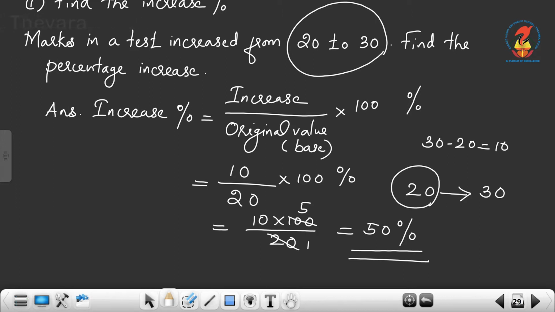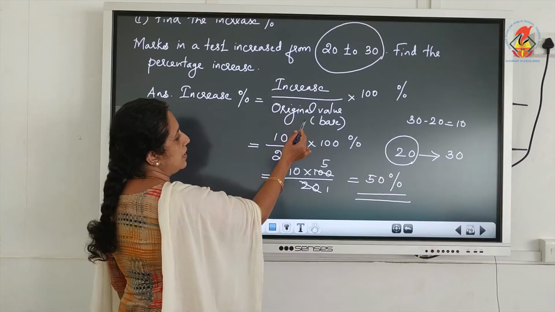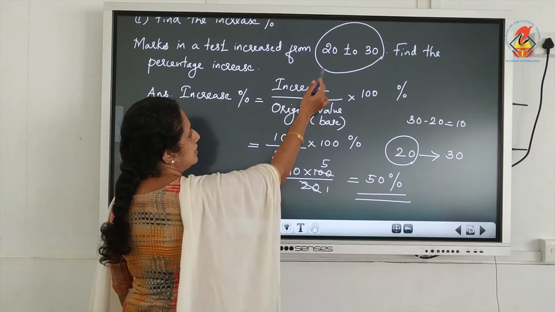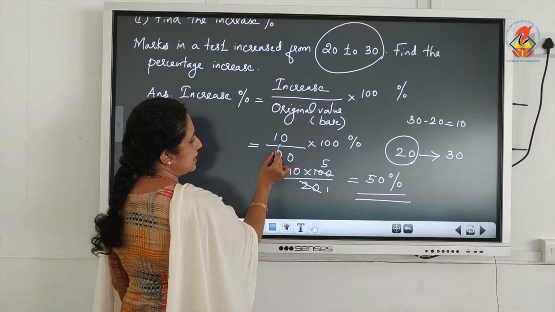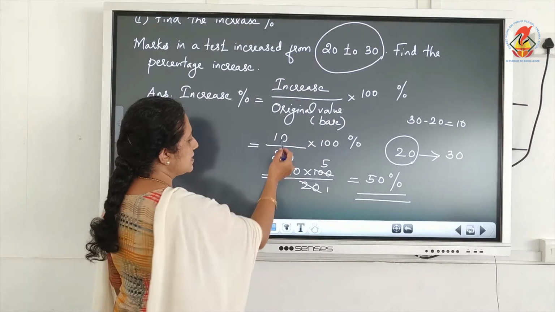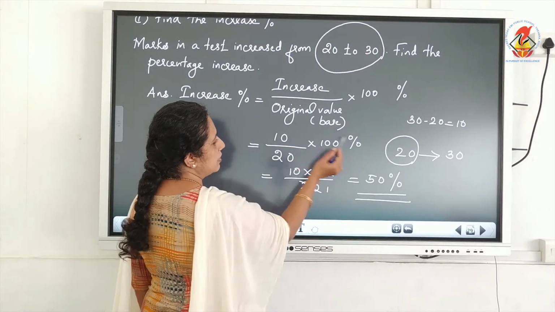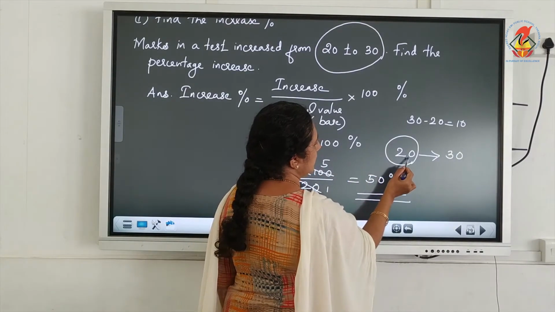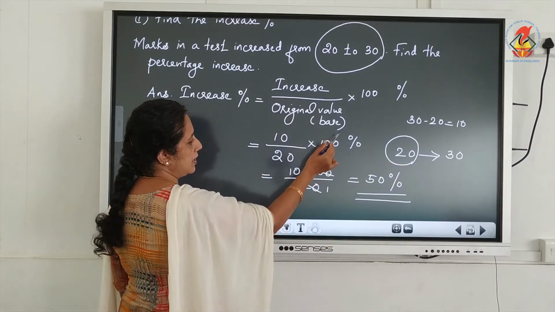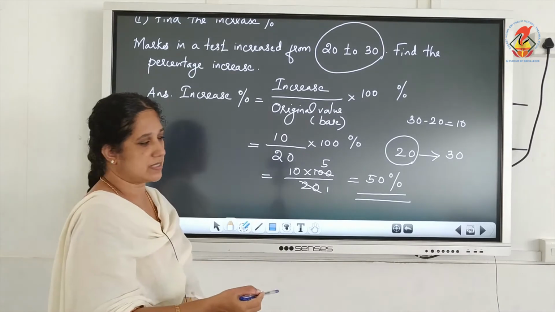So, we can find the increase percent: increase divided by original value. How much has it increased? You have to find out. 30 minus 20, so 10 marks, there is an increase of 10 marks. 10 divided by the original value. From 20 the increment has occurred, so 20 is the base. 10 by 20 into 100, then attach the percentage symbol.